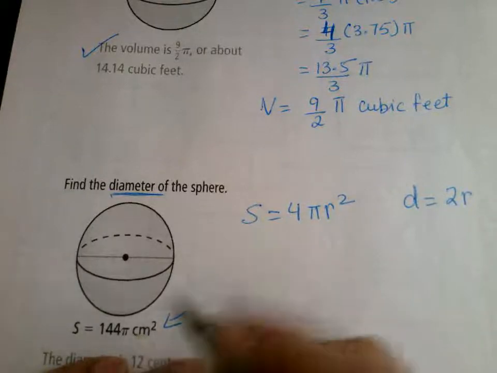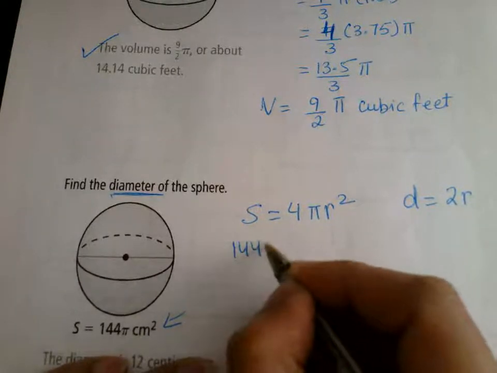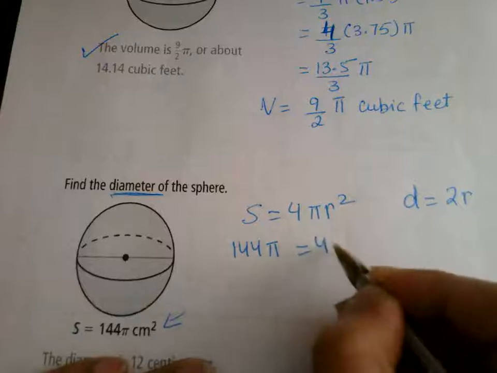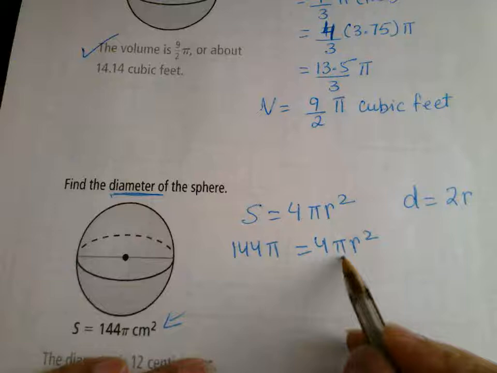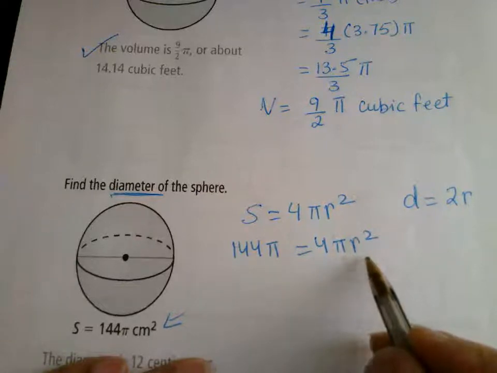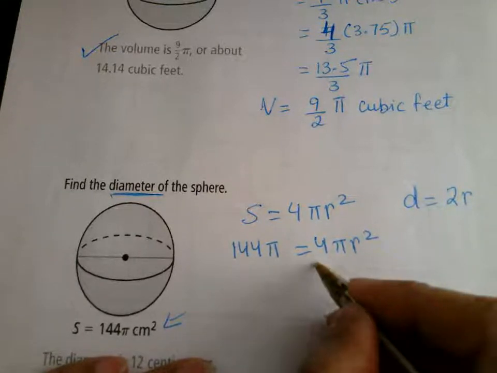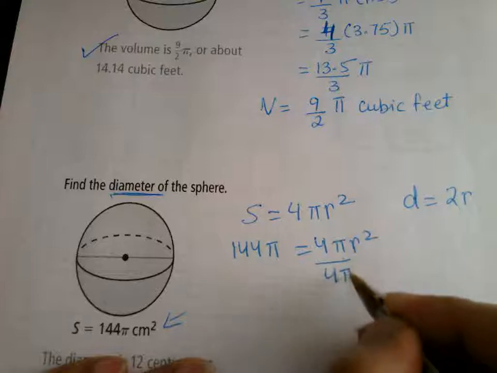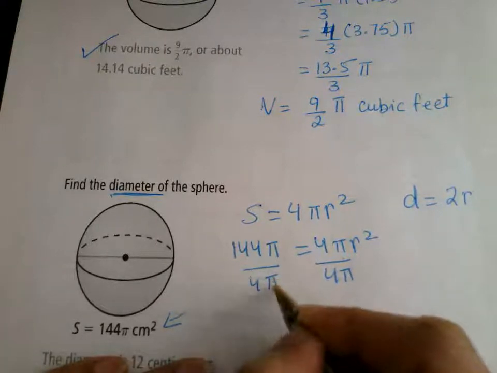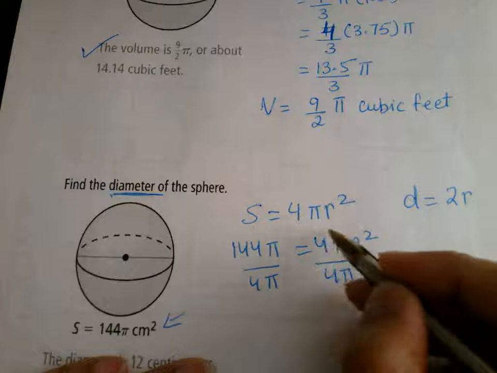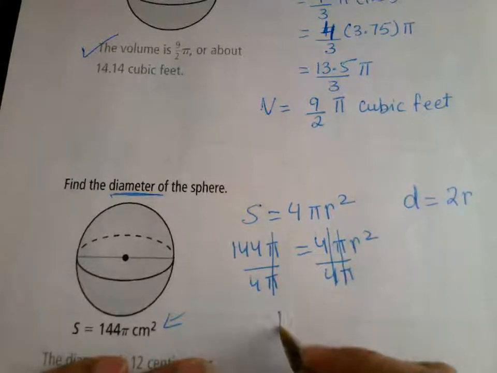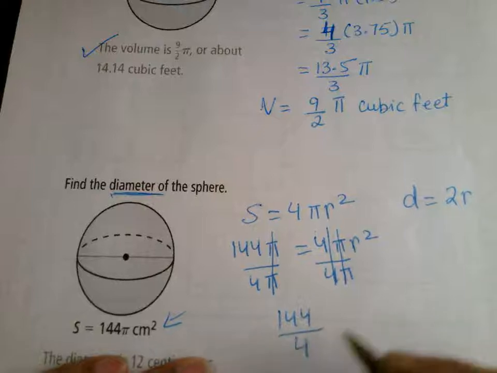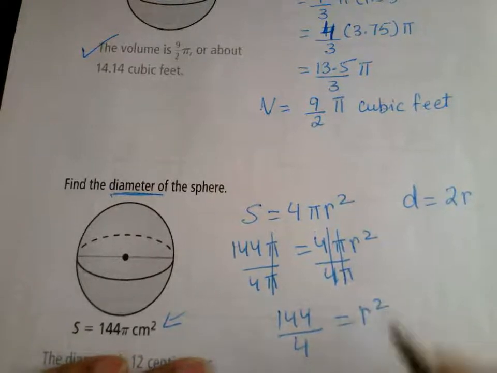Keep that thing in mind. So instead of S, let's plug in 144 pi is equal to 4 pi r squared. I need to get rid of 4 pi so that I can get the value of r and subsequently d. So let's divide both sides by 4 pi. This will create magic 1, magic 1. I'm left with 144 divided by 4 is equal to r squared.